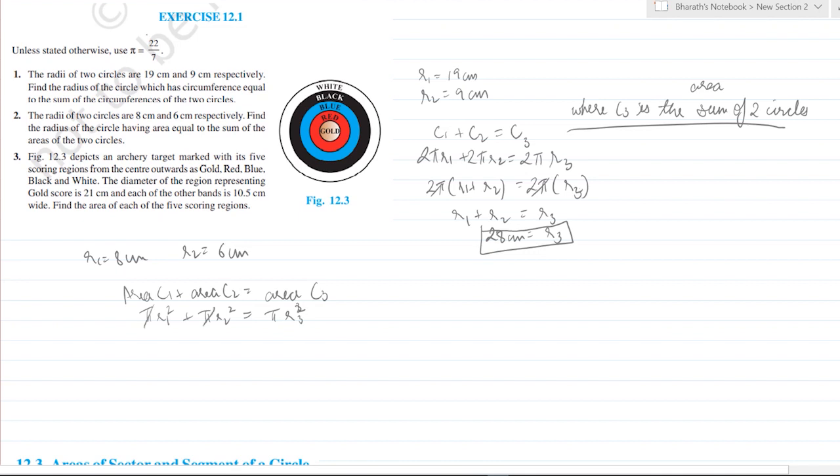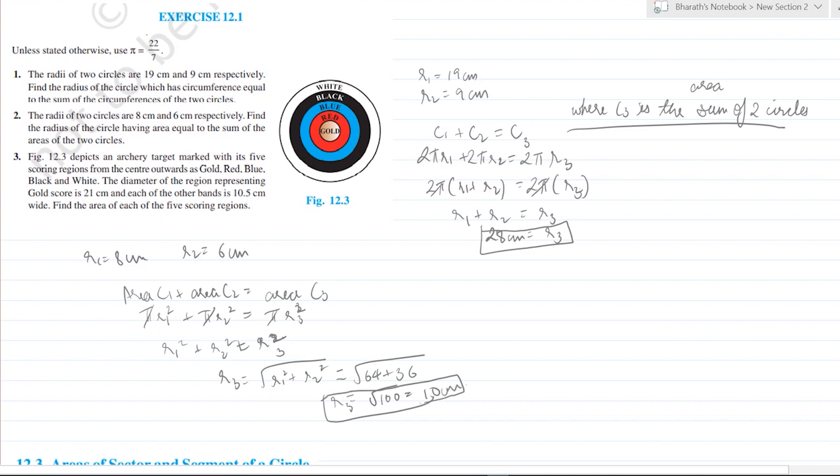Okay, fine. So here pi r1 square plus pi r2 square is equal to pi r3 square. Taking pi common out, let's cancel it here itself. So r1 square plus r2 square is equal to r3 square. Fine. So r3 will be root of r1 square plus r2 square. So what's r1? 8 square is 64 plus 6 square is 36. So 100. So r3 will be root of 100, which is equal to 10. Fine. Let's keep centimeter for numbers.